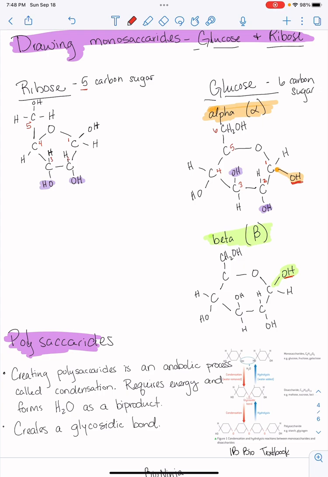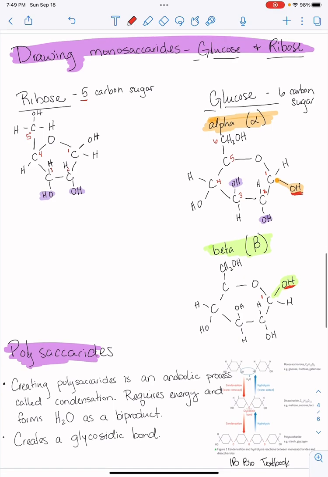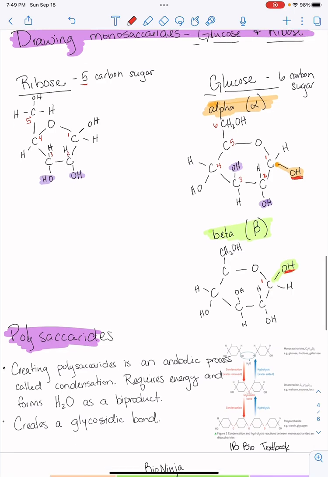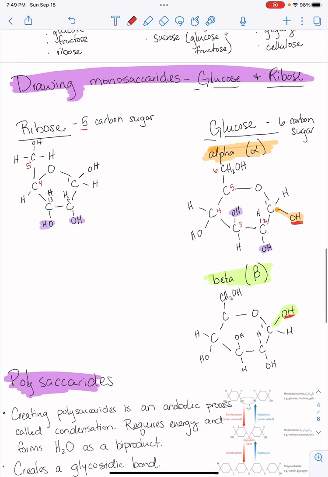But the main difference between alpha glucose and beta glucose is the location of the hydroxyl group on carbon 1, okay? So you do have to remember, and you may get a question on the IB exam or on a test or a quiz where it'll simply say draw alpha glucose or draw beta glucose, or draw ribose, and you will have to do that, okay? So these are our monosaccharides.